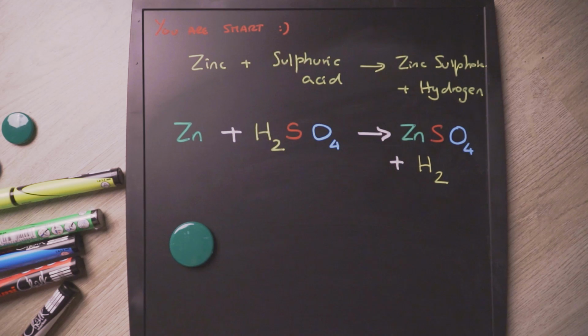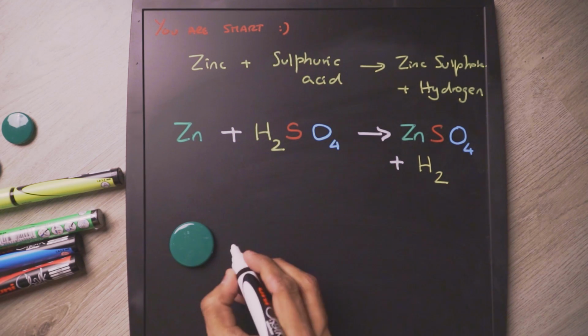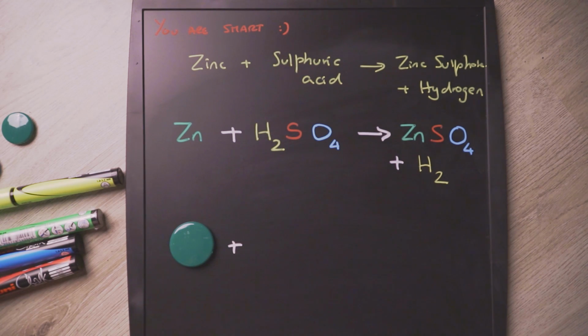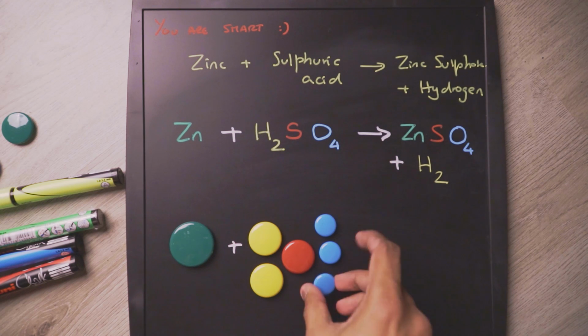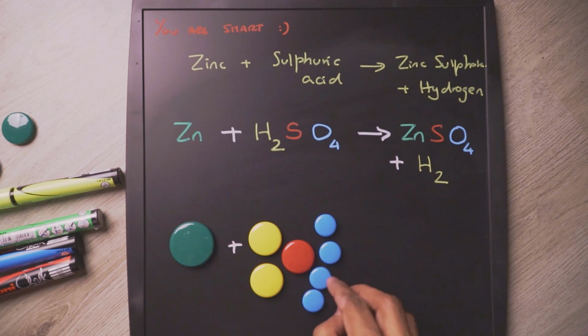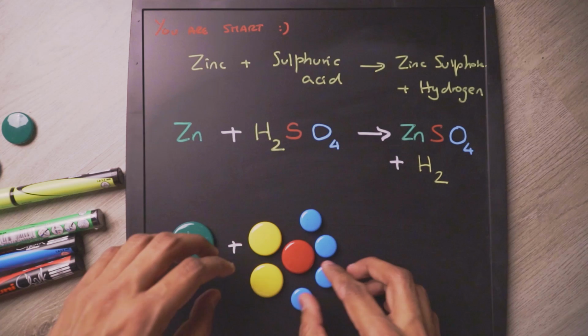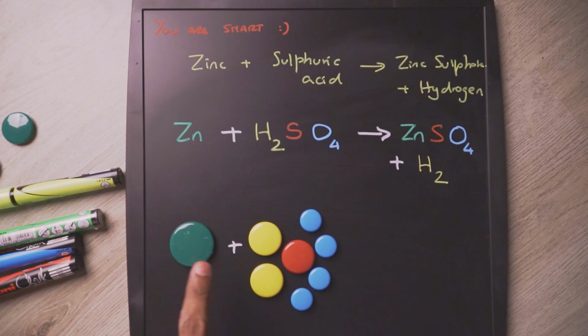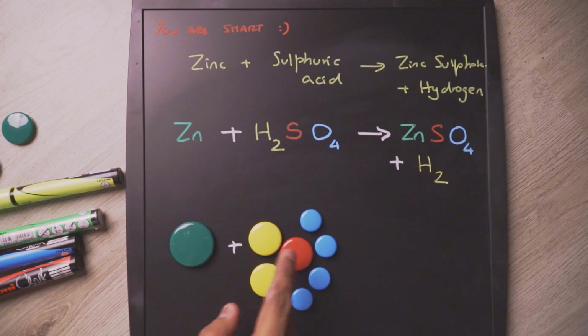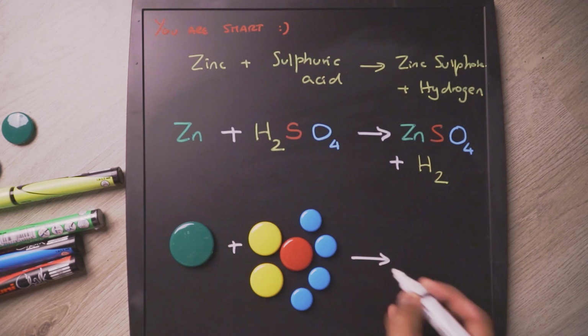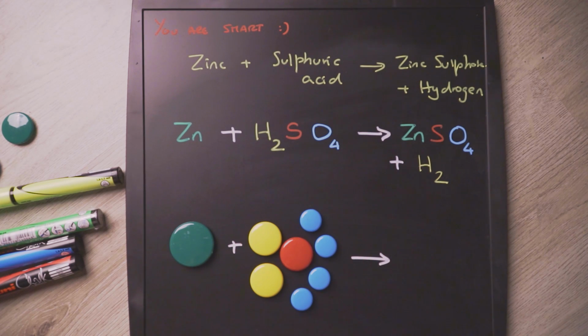We have zinc. Now zinc is combining with H2SO4. The yellow ones are hydrogen, the red one is sulfur and the blue ones are oxygen. And we are saying it is creating zinc sulfate plus hydrogen, right? And we have the equation here.